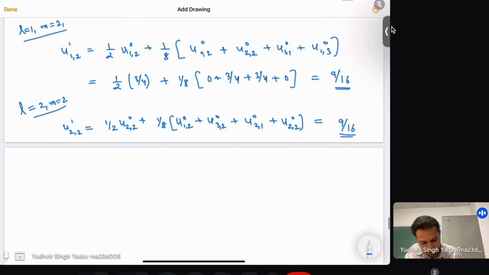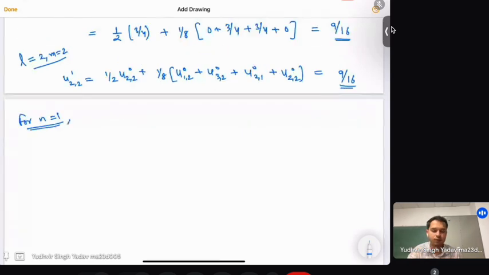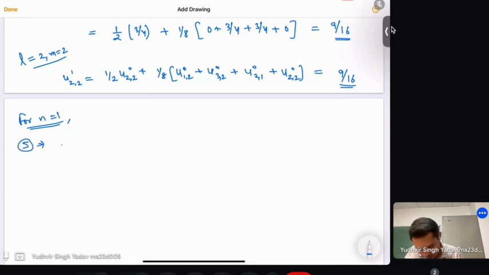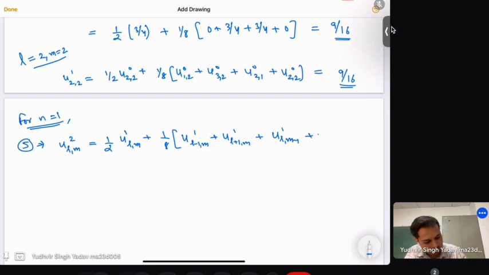Now for the second time step we will take n equals 1. Here, as we have to find up to two time steps, for the second time step the equation number 5 scheme reduces to u(l,m) at level 2 equals 1/2 u(l,m) at level 1 plus 1/8 times u(l-1,m) plus u(l+1,m) plus u(l,m-1) plus u(l,m+1).